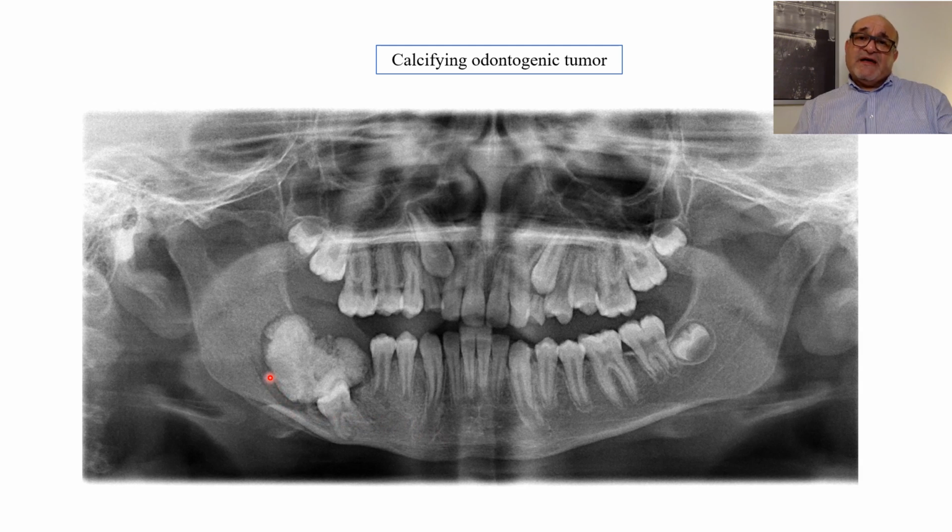The calcifying epithelial odontogenic tumor gives calcifying material, an amorphous radio-opacity within the otherwise radiolucent tumor.